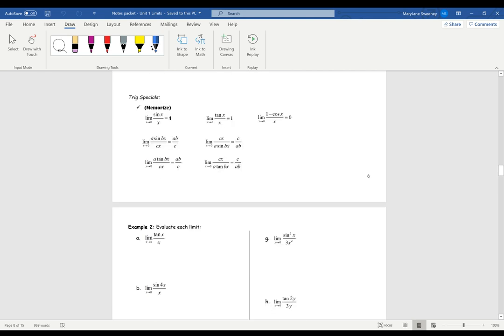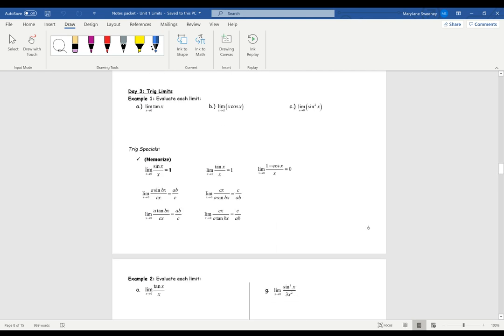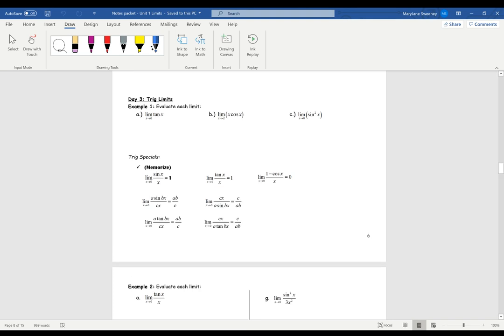Okay, so day 3, we're going to be looking at trig limits. So it says evaluate each limit. The limit as x approaches 0 of tan x. So remember, the first thing of limits is always to plug it in. So this is tan 0. Tan of 0 is 0.